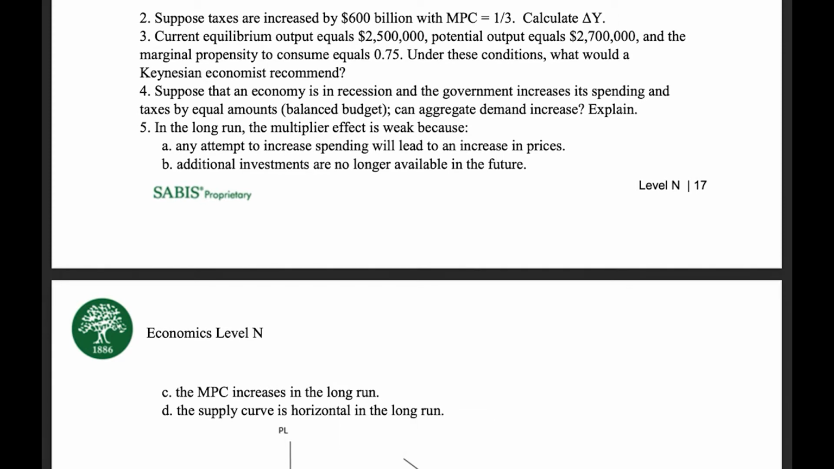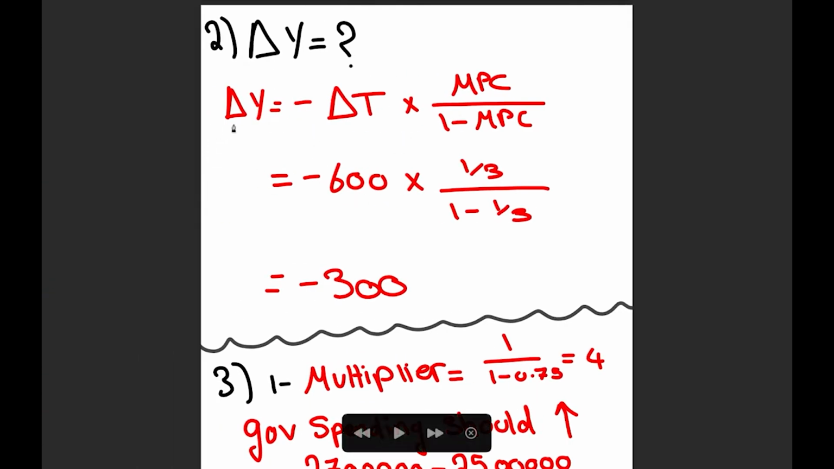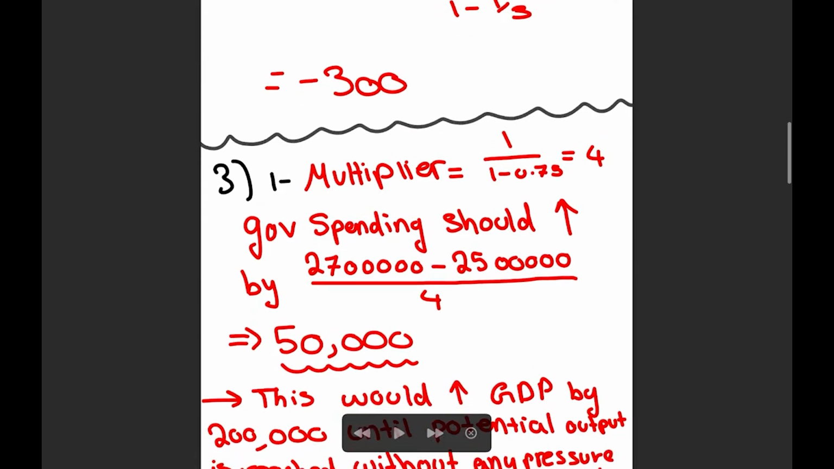Suppose taxes increased by 600 billion with MPC of 1 over 3. Calculate the change in income. Keep in mind, this is taxes, not spending, not consumption, taxes. So there's an equation I want you guys to memorize. The change in Y is equal to negative change in taxes times the multiplier of taxes, or MPC over 1 minus MPC. We have the change in taxes and we have MPC. So it's just a matter of substitution and getting the right answer in the end. That is all for number 2.